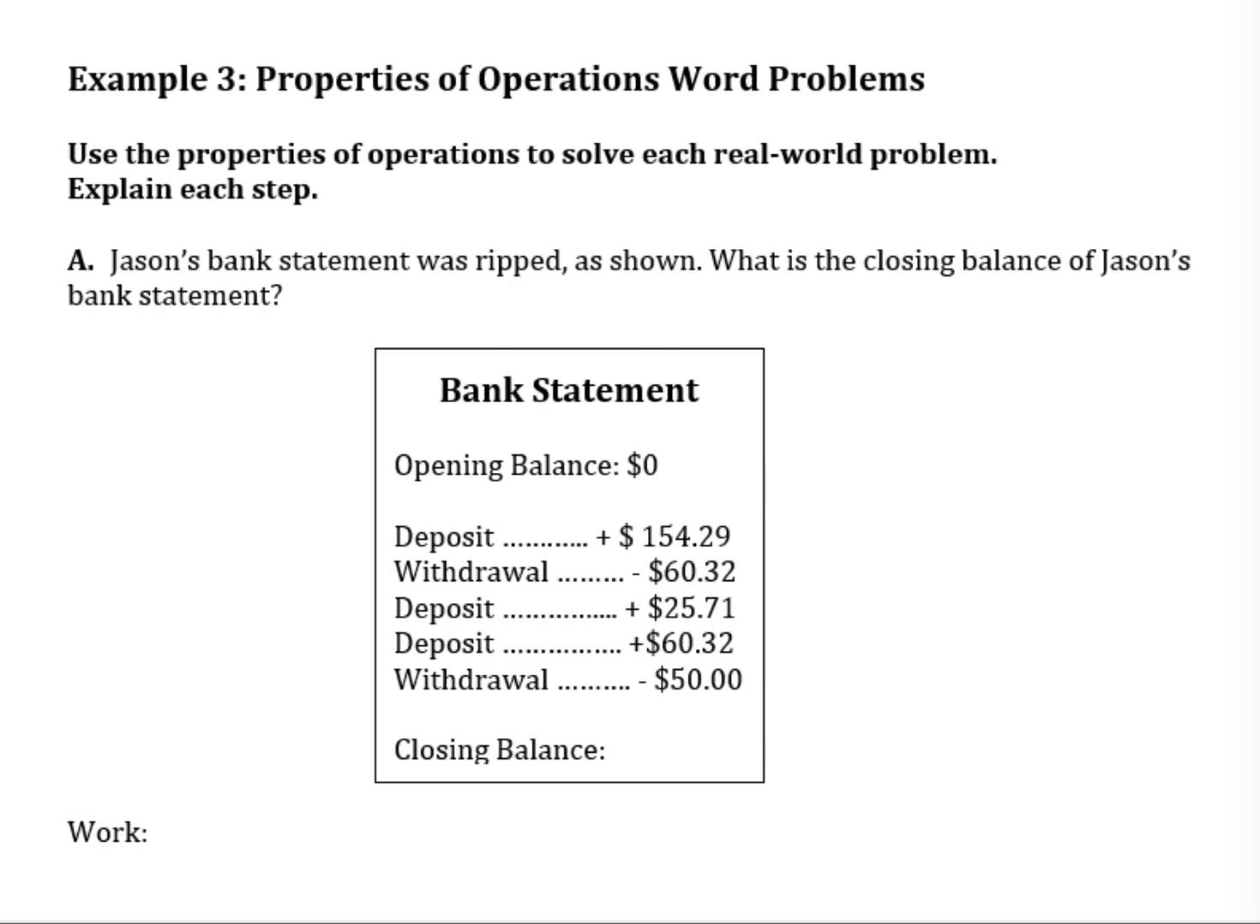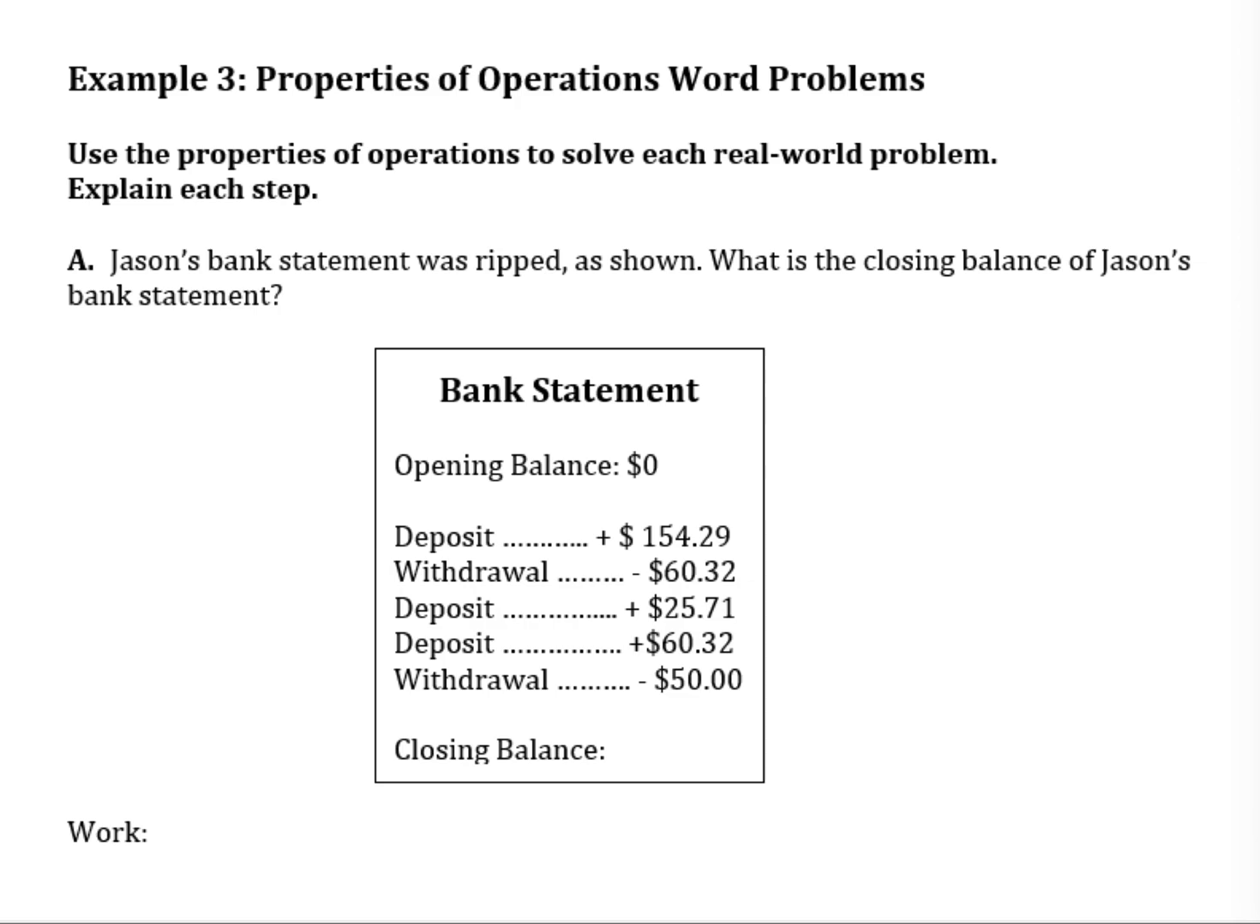All right, let's take a look at a couple story problems. Here the directions say use the properties of operations to solve each real-world problem and explain each step. For A here, it says Jason's bank statement was ripped as shown. What is the closing balance of Jason's bank statement?